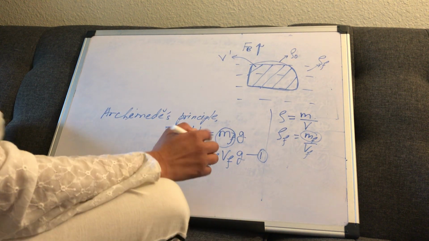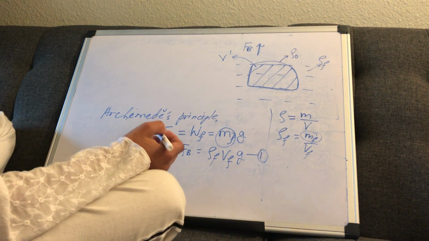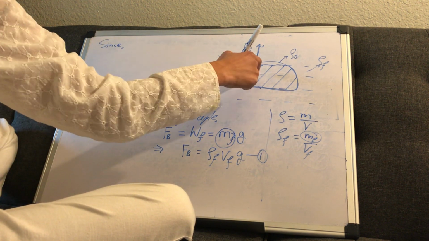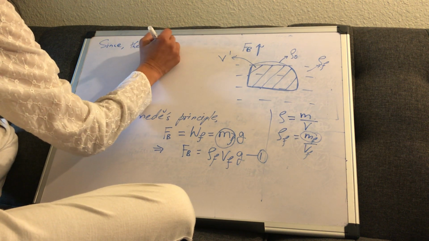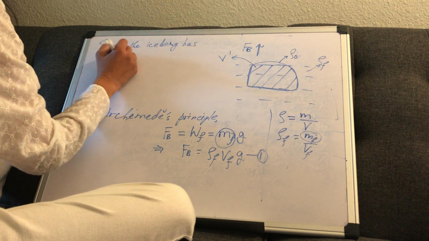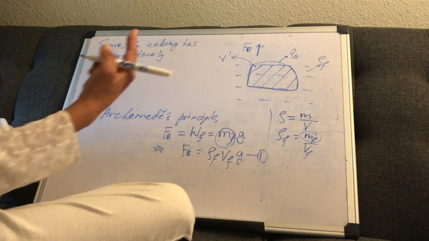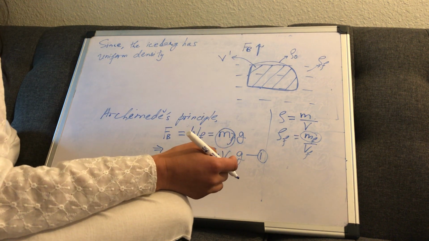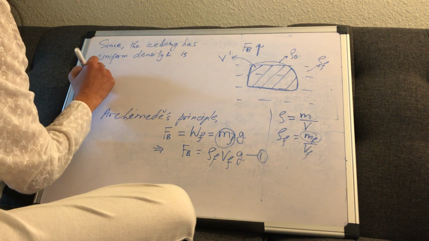Okay, that is the buoyant force on this object. Now, since the iceberg has uniform density, right? Because we are given only one density for this iceberg. So it has a uniform density and is floating.